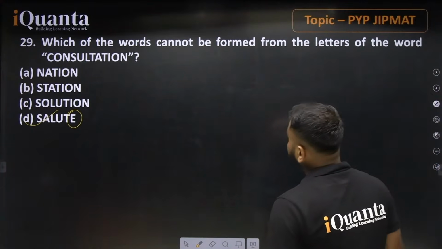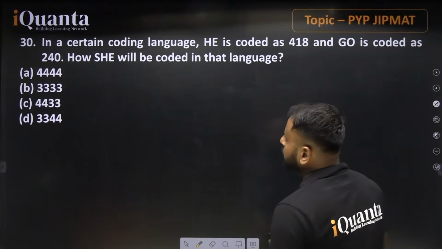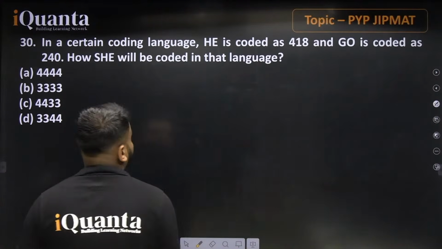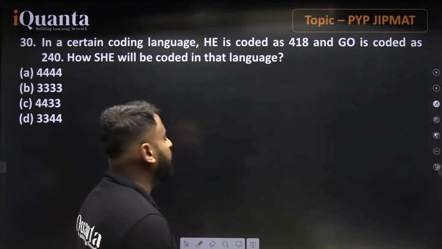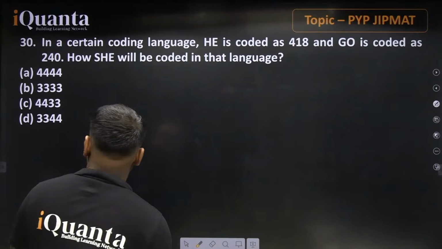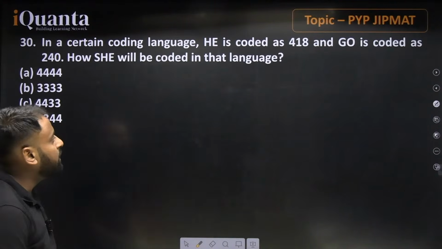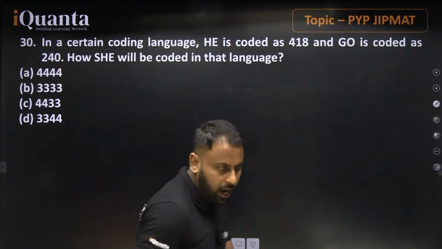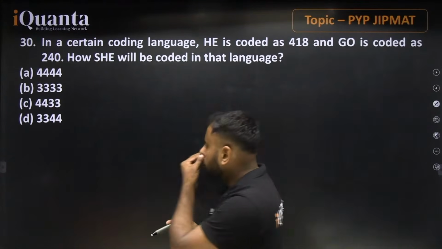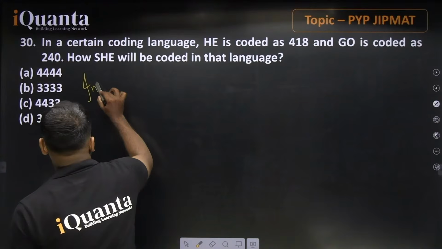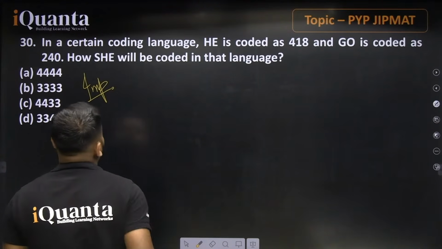Let's talk about another question, beta. Here we have, in a certain coding language, he is coded as 418 and go is coded as 240. How she will be coded in that language? Beta, remember this, that how this can be framed. This is also an important question.